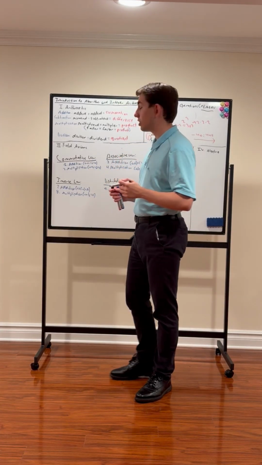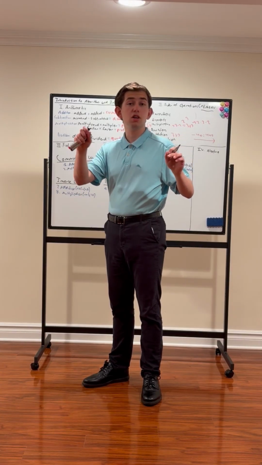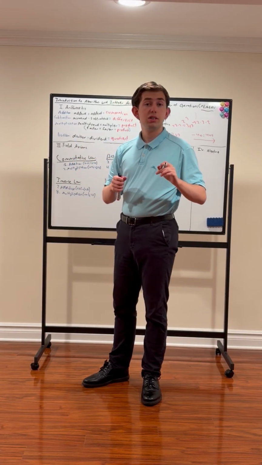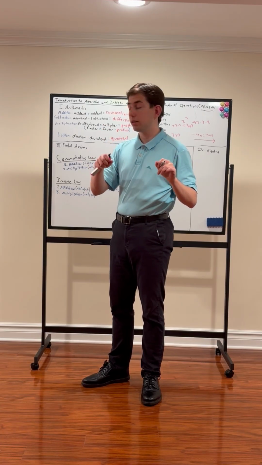Associative law. Grouping doesn't matter. A plus B plus C equals A plus C plus B. We can switch around the order. Same with multiplication. A times B times C equals C times B times A.